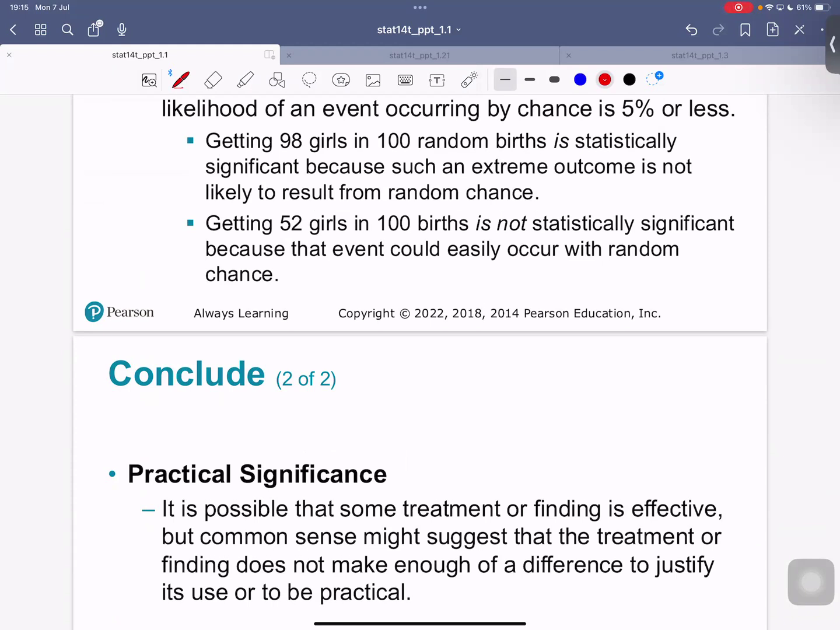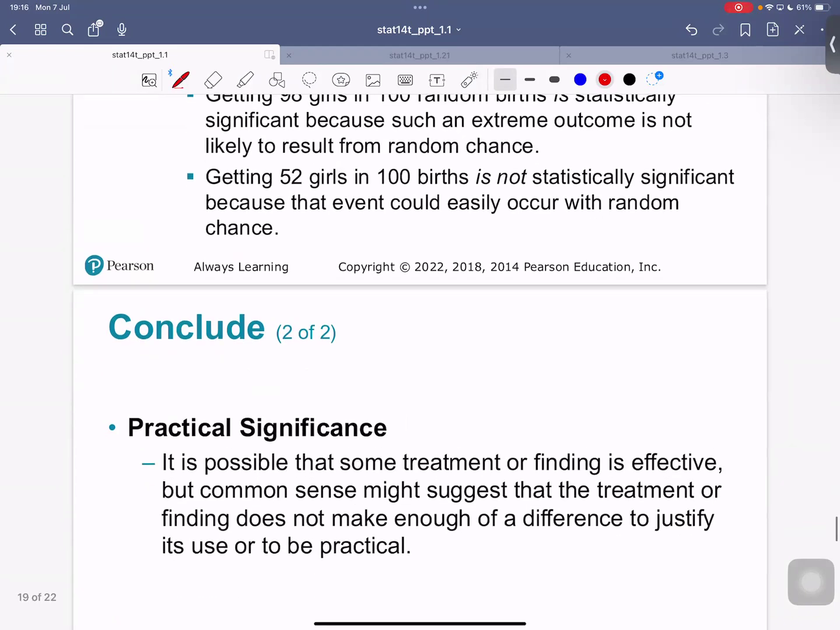The statistical significance tells us the difference is unlikely due to chance, right? And the practical significance asks, in this case, is the treatment effective? Does it make enough of a difference to justify its use or to be practical?